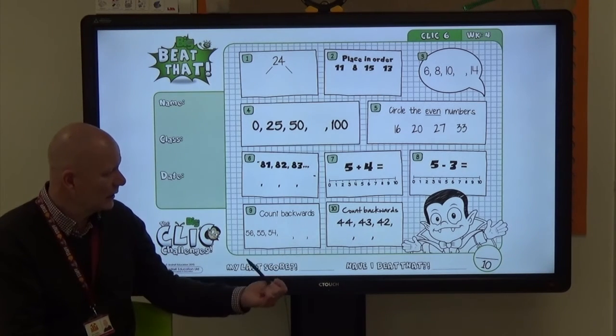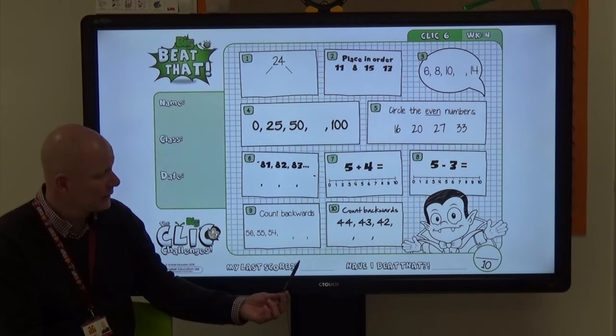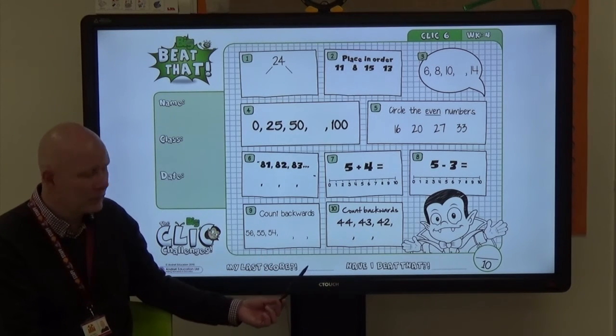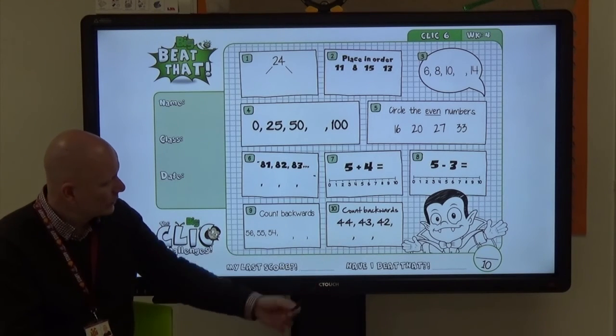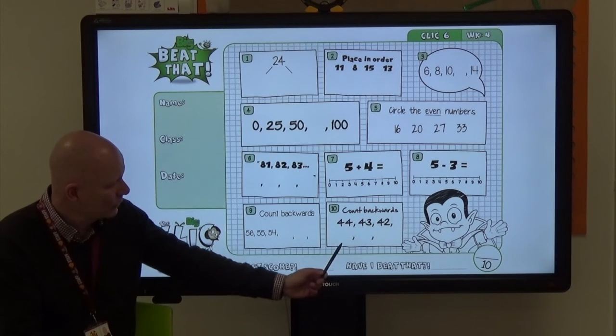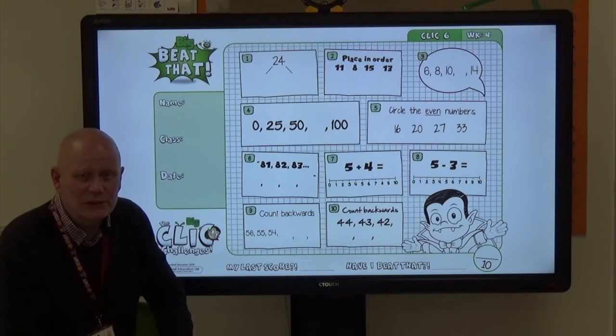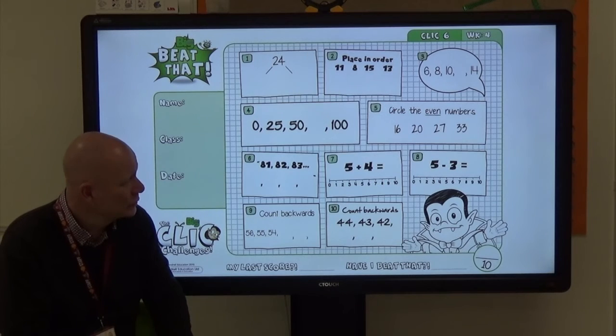And 9 and 10 are both counting backwards, aren't they? So, here's the first 3 numbers. What are the next 3 numbers if you count backwards there? And the same for the last one. What are the next 3 numbers if you're counting backwards from there? Okay? So, press pause now, you can see them all there. Good luck everyone. Do your very, very best.